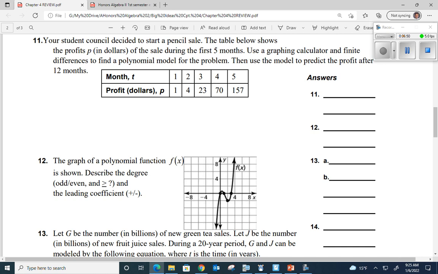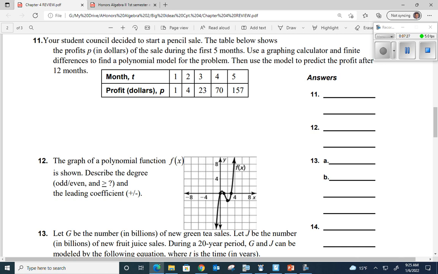I do it again. 40, 28, 16. Are those the same? No. I do it again. 12, 12. Are those the same? Which tells me that those points came from what kind of function? Cubic. Use a graphing calculator and finite differences. The finite differences tells me that those points came from a cubic function.